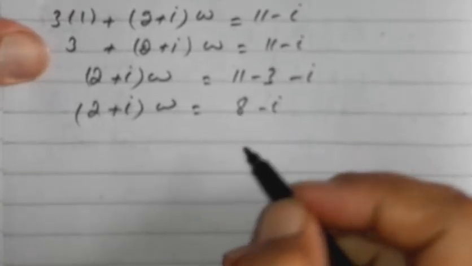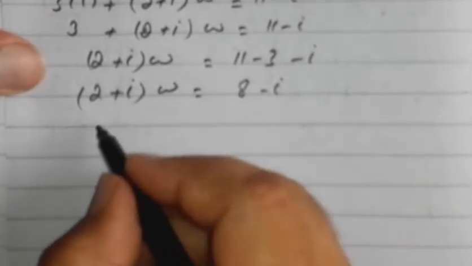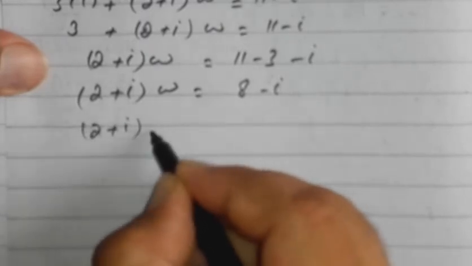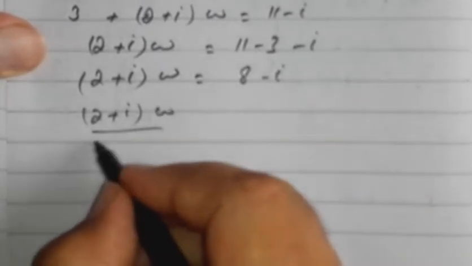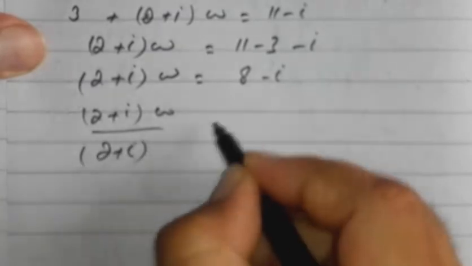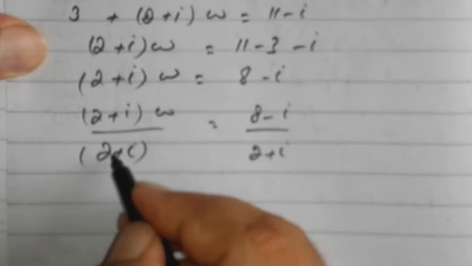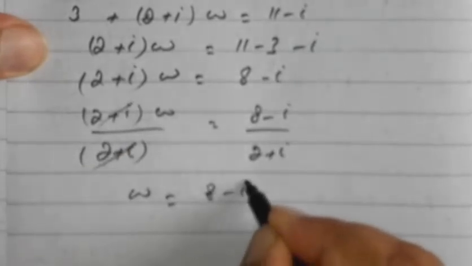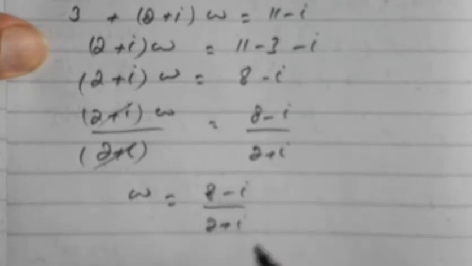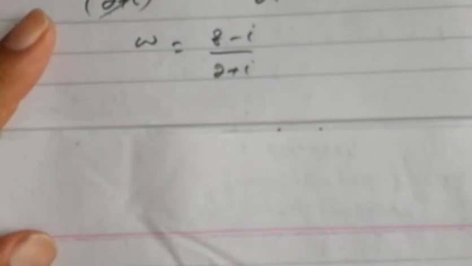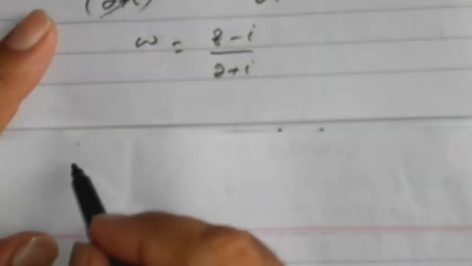Now divide both sides by 2 plus iota, 2 plus iota times w divided by 2 plus iota, and here 8 minus iota divided by 2 plus iota. These two cancel with each other. W equals to 8 minus iota divided by 2 plus iota. Now rationalize the denominator here.